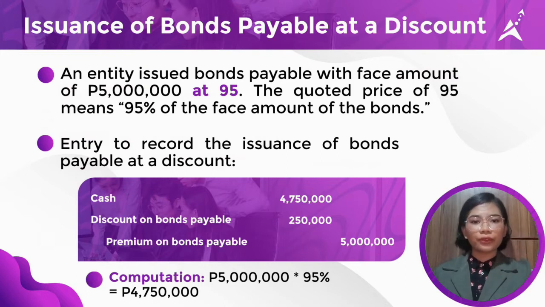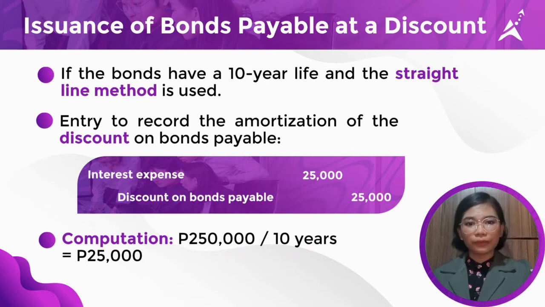Then, debit discount on bonds payable of 250,000. Then, credit bonds payable for 5 million pesos. To get 250,000, we just need to deduct the issue price of 4,750,000 from the face amount of 5 million. The discount on bonds payable is in effect a loss to the issuing entity. However, the discount on bonds payable is not treated as an outright loss.